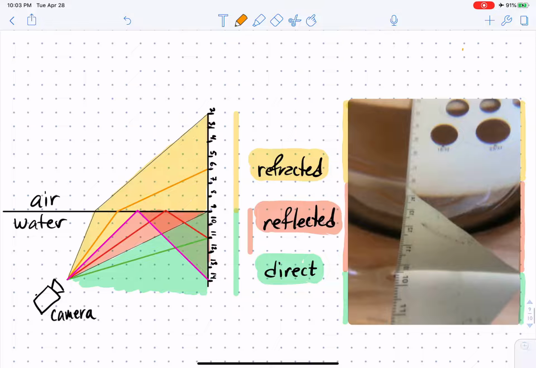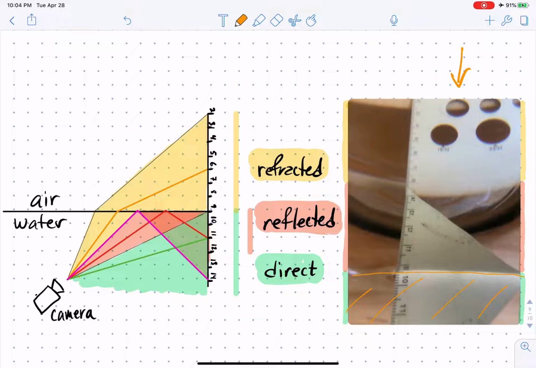So this is what you see looking up. It's not easy to sort out, but let's have a go at it. The easy part to understand is this bottom part. I'm going to draw a line here separating out two regions. This part down here is just the camera looking at the ruler underwater. There's no bending involved.